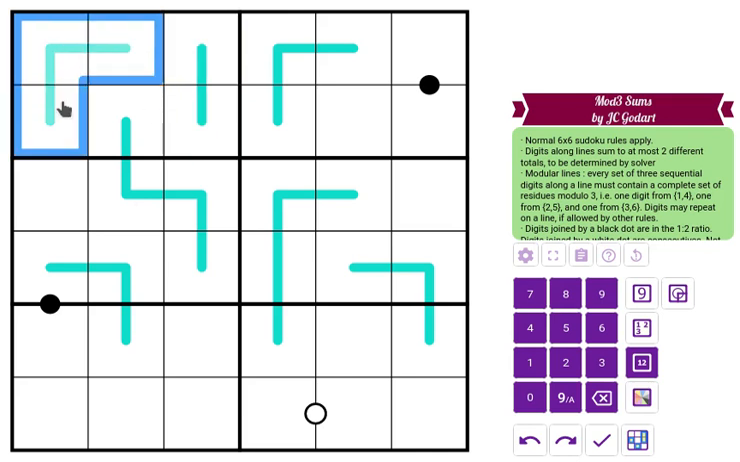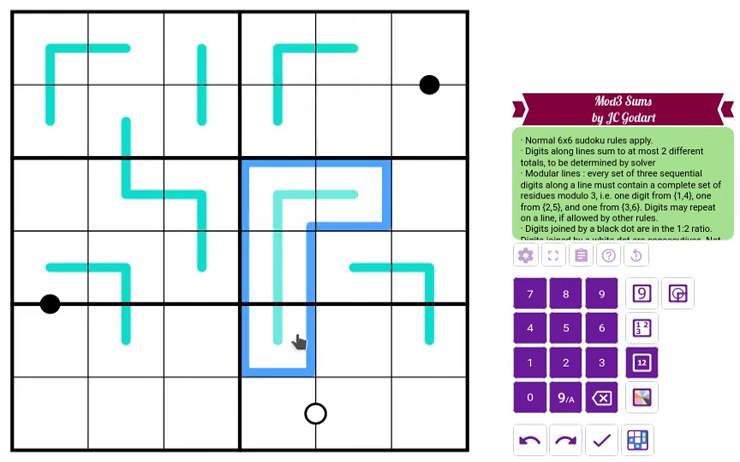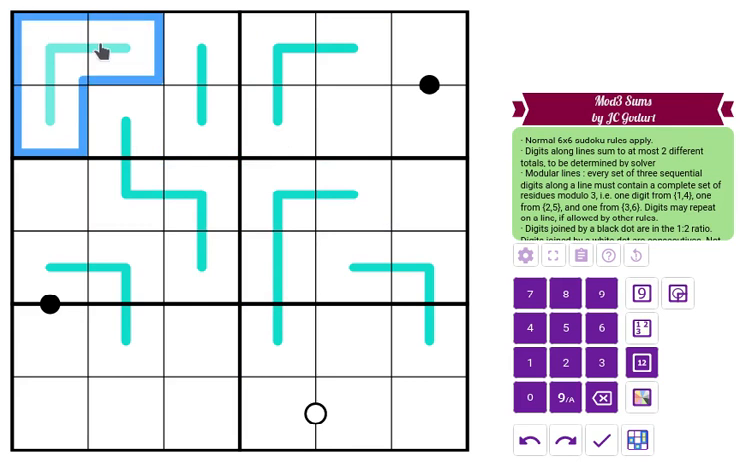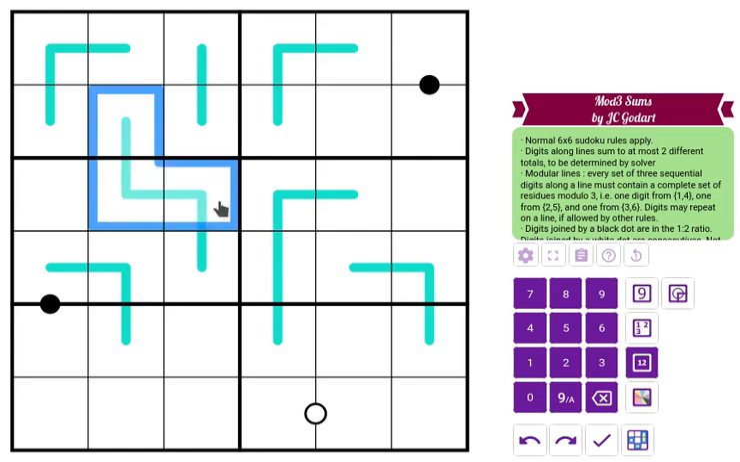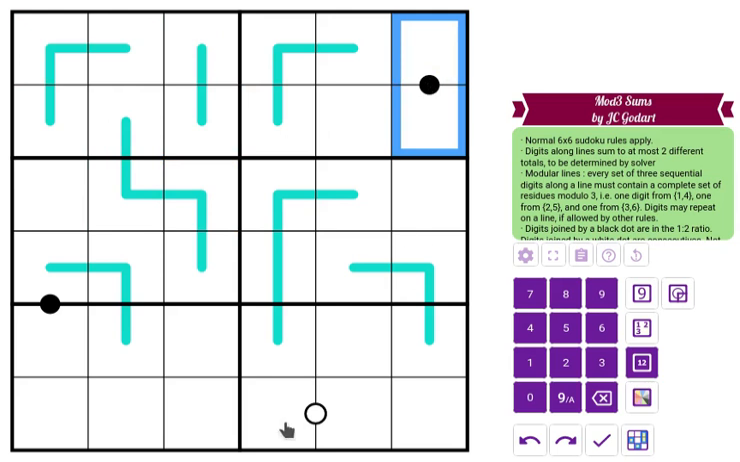we have an additional constraint: for all the lines, there are at most 2 different sums. So this, for instance, cannot be 15 and 9 and then 12 or something like this. So there's only 2 sums. Then we have a black dot, so these two are in a 1 to 2 ratio, or one is the double of the other, and the white dot, these 2 digits are consecutive. So that's for the rules.